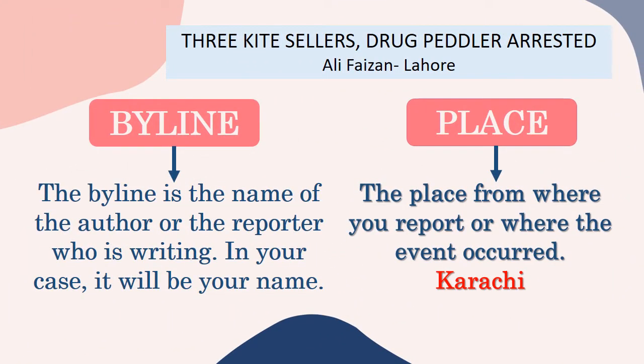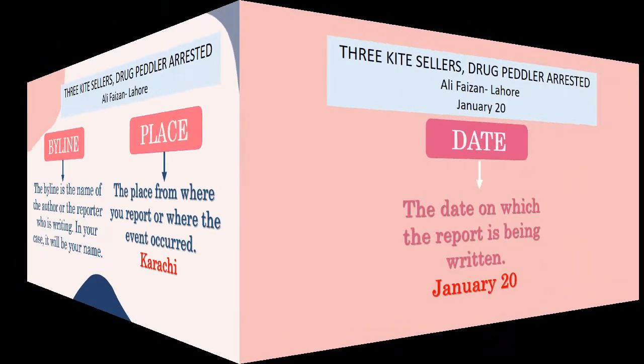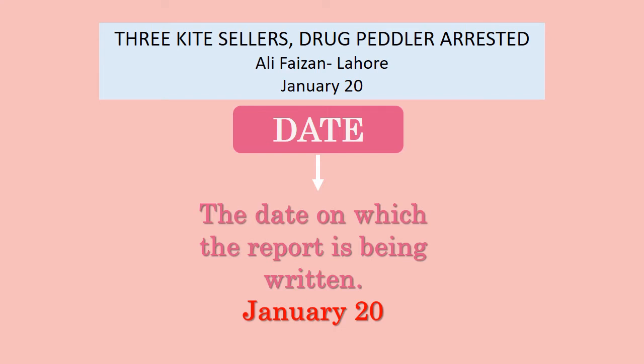Next comes the byline. The byline means the name of the author or the reporter who is writing the report, which means that here comes your name. And along with that, the name of the place where you are reporting or where the event has taken place. Then comes the date. It is the date on which the report is being written. And it would be written in the same way as you can see written on the screen.